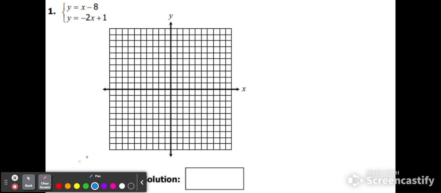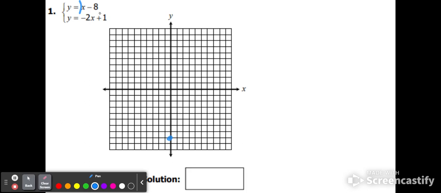So let's take a look at this first problem. And as you can see, this is in y equals mx plus b, where m would be 1. So we're ready to graph this one right away. So we're going to use our intercept of -8. 1, 2, 3, 4, 5, 6, 7, and 8.